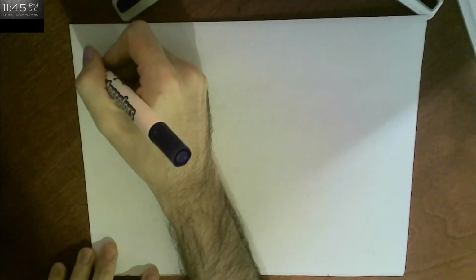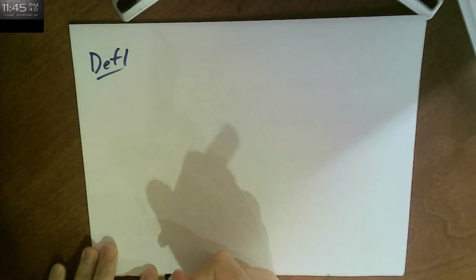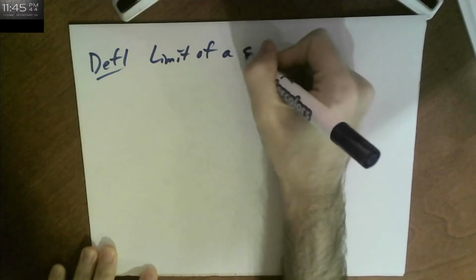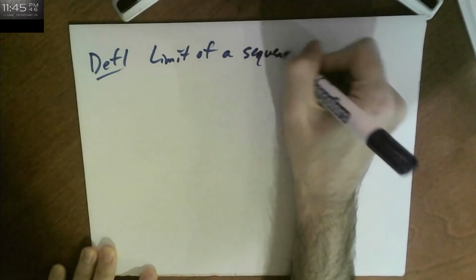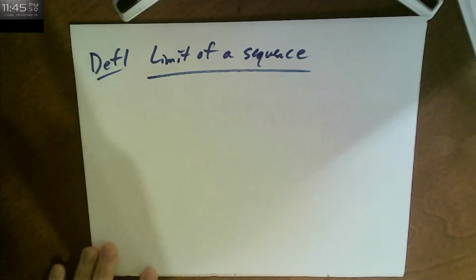Formalism. Right? Formalism. What are we really saying here? Definition. Limit of a sequence. And you might be thinking, we already know how to do limits. We have a definition of limits. Why do we need to talk about this?